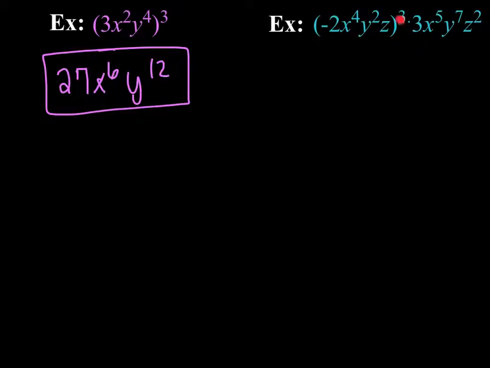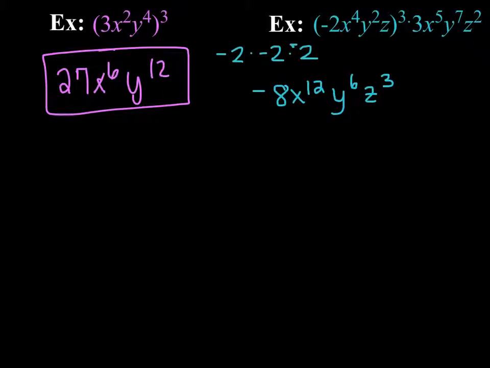On the next example, again, I need to get rid of the parentheses, and to do that I need to cube everything inside. So this time I have 4 items, and the first item that's getting cubed is negative 2. And so that would mean to do negative 2 times negative 2 times negative 2, which would be negative 8. X to the 4th to the 3rd is going to be x to the 12th. Y to the 2nd to the 3rd is going to be y to the 6th, and then z to the 3rd.